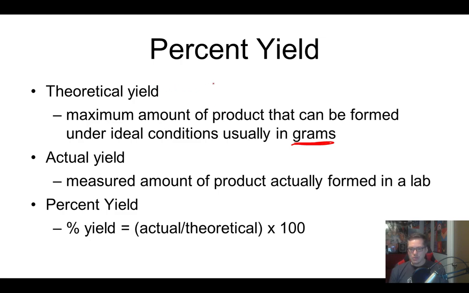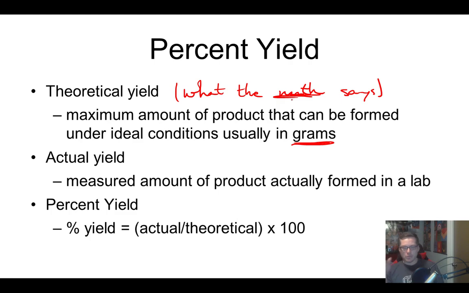So essentially, when you're thinking about theoretical yield, this is what the math says. In the previous unit, or the previous part when we were talking about stoichiometry, you figured out, specifically in that problem, how many grams of bromine we could make. Specifically that was the theoretical yield. That's what the math said. This is how much bromine we could make. So that's the theoretical maximum amount.